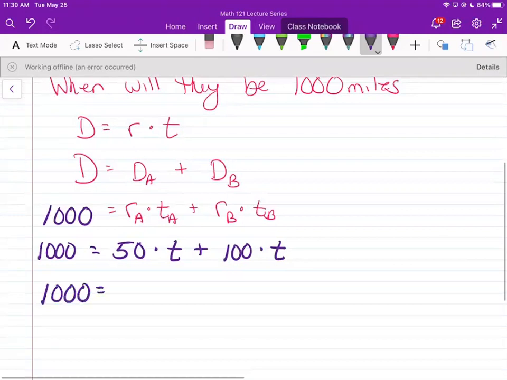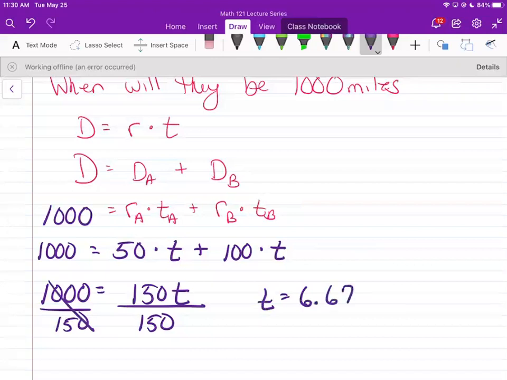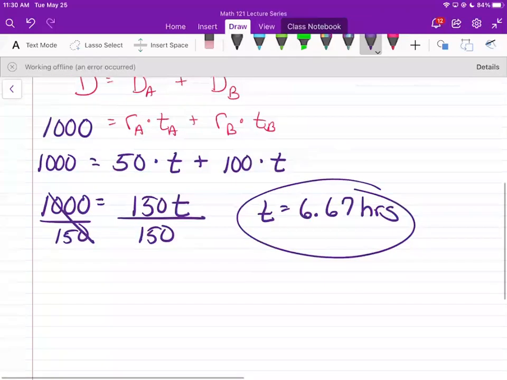This is now nothing more than a linear equation. 1,000 miles equals 150 times t. I divide both sides by that 150, and I get t is equal to 6.67 hours. So in 6.67 hours, they will be 1,000 miles apart.